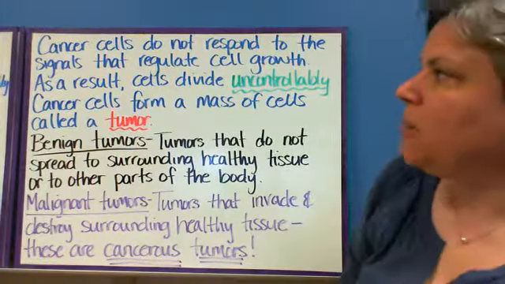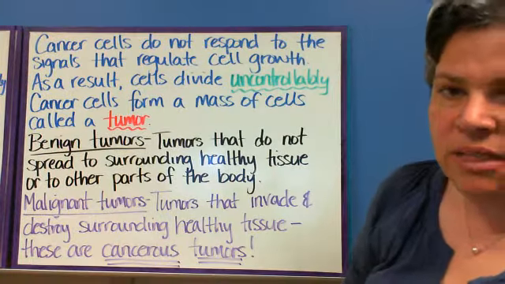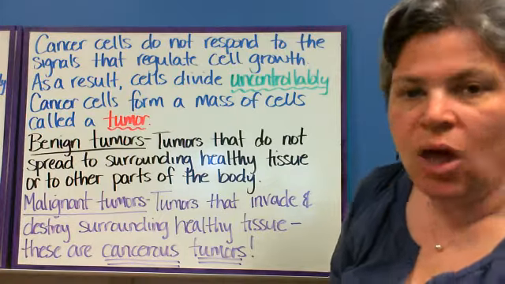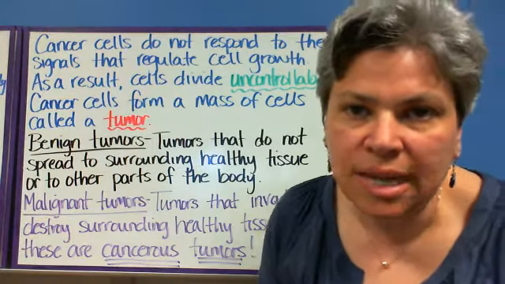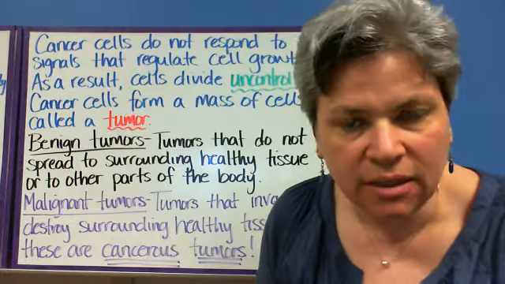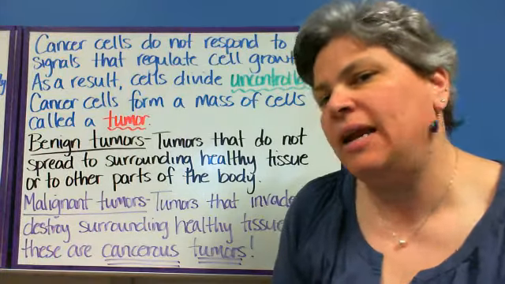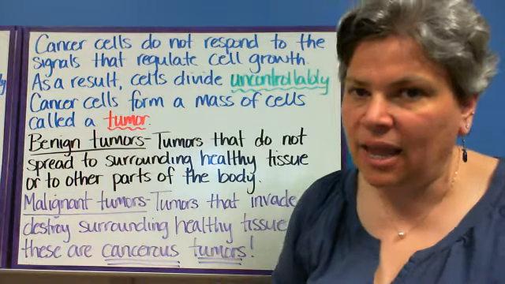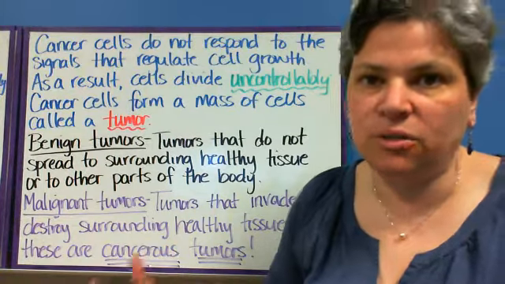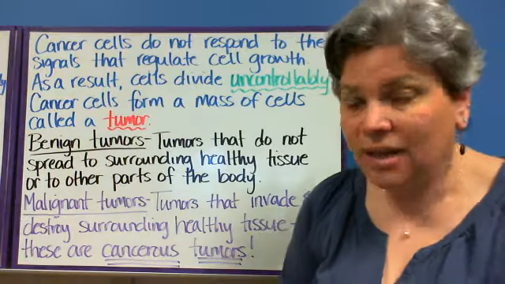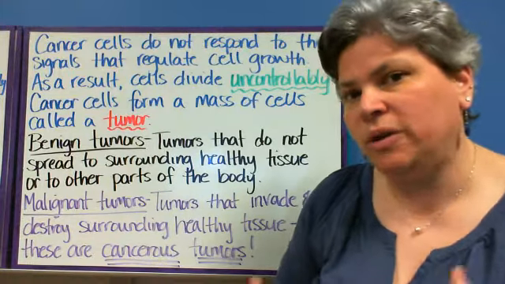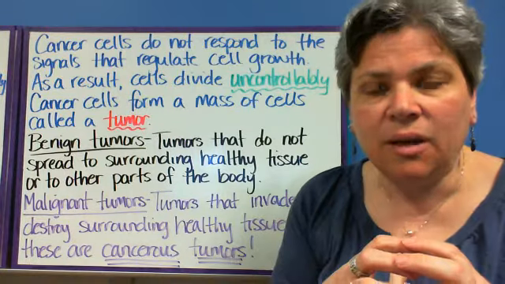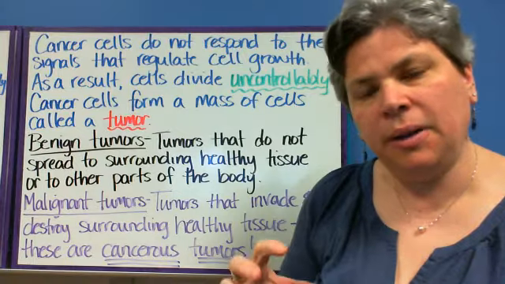So what is it? What is actually happening at the cellular level? Cancer cells don't respond to the signal that regulates cell growth. So as a result, the cells divide completely uncontrollably. When they're actually being told, stop dividing, they don't listen. They just keep dividing and dividing and dividing. So one cell becomes 2, 2 becomes 4, 4 becomes 8, 8 becomes 16, 16 becomes 32, 32 becomes 64, 64 becomes 128, 128 becomes 256. You can see how it just keeps going and going. And each time, it's just getting bigger and bigger.